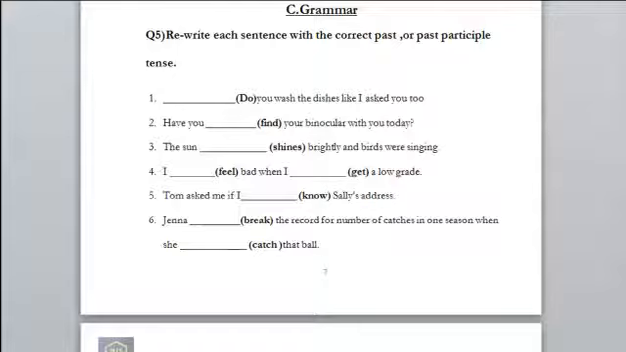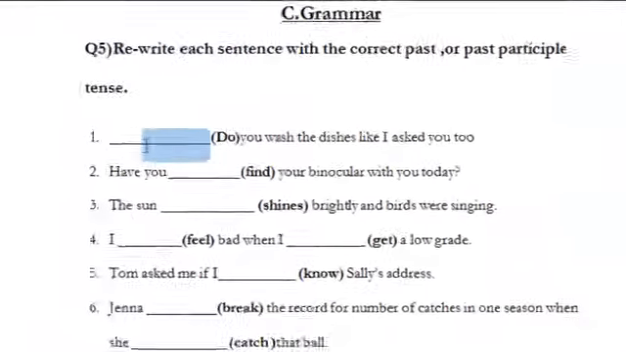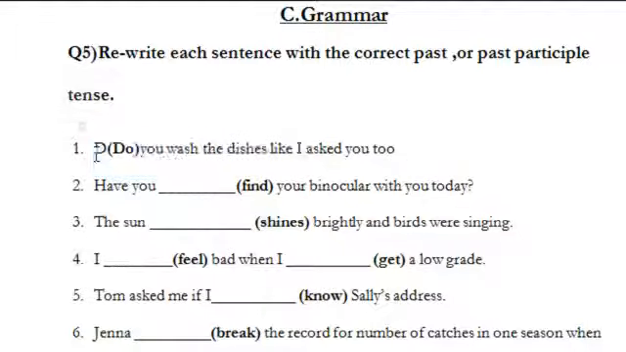So let's see from the beginning. Rewrite each sentence with the correct past or past participle. Here, when we look at the first sentence, do you wash the dishes like I asked you? This is just the past tense of the verb. Why? Because I said past participle whenever you find the verb to have. Okay, so it's did. This is the answer.